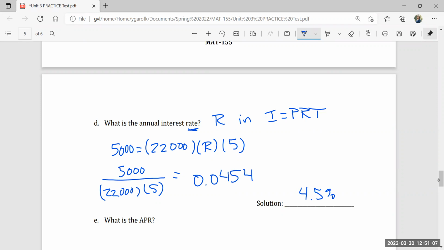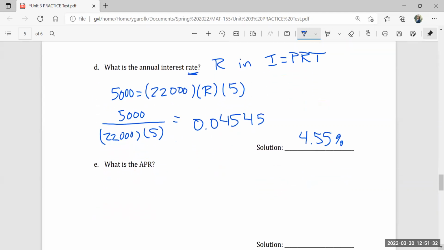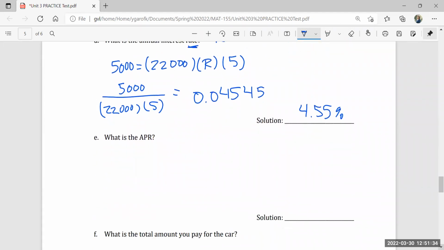In fact, let's let it be, for rounding's sake, let's be careful for our next ones, I guess. And let's let it be 4.55%, just so we get a more precise answer later. If you had done this on the test and you left it at 4.5%, I'd be fine with that. Your answer won't be far off.